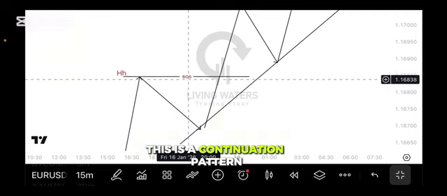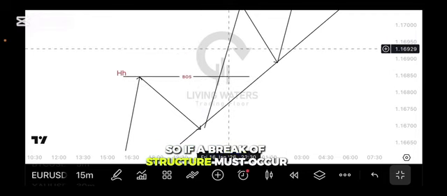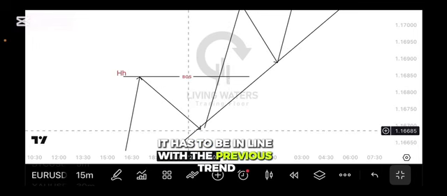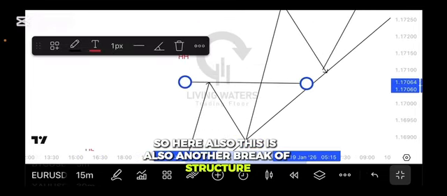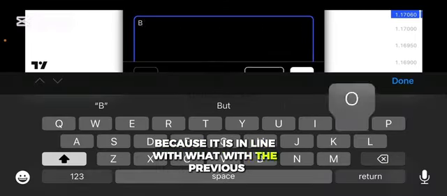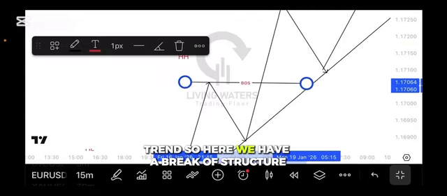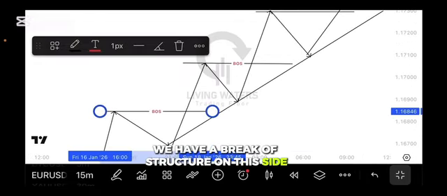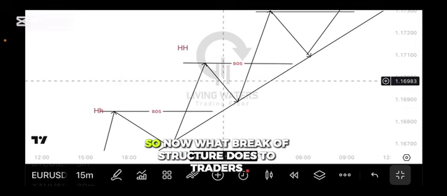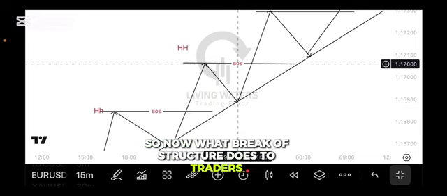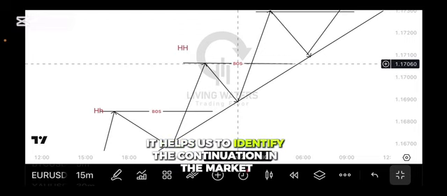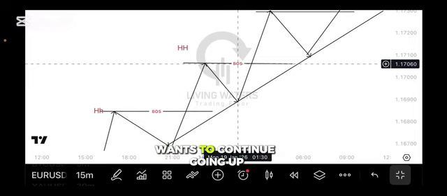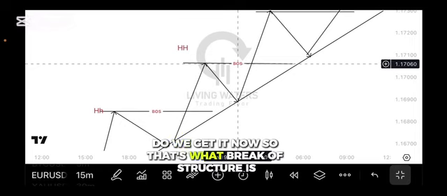Why? Because this is a continuation pattern. If a break of structure must occur, it has to be in line with the previous trend. So here also, this is another break of structure because it is in line with the previous trend. We have a break of structure on this side, and another on this side. What break of structure does for traders is that it helps us see that the trend is not changing. It helps us identify the continuation in the market. So it's clear now that this market wants to continue going up. Do we get it now? So that's what break of structure is.